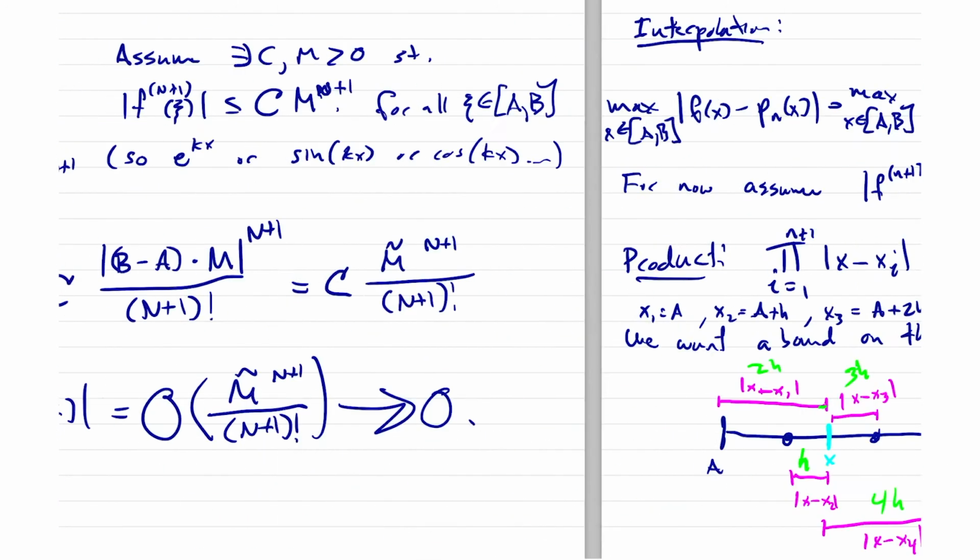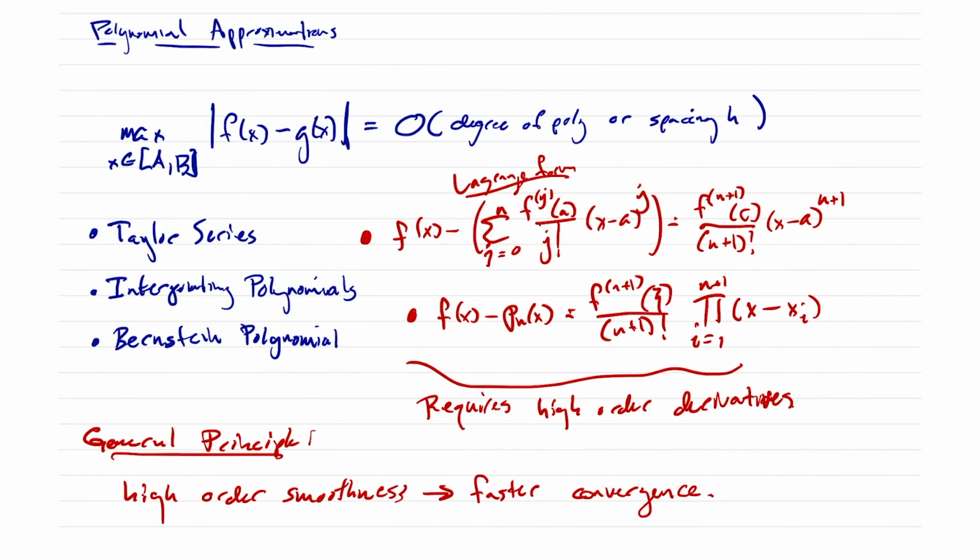Okay, so that's 3 big O convergence rates that we get for polynomial approximations using Taylor series, interpolation, and also Bernstein polynomials. And so, yeah, I think we should stop there.